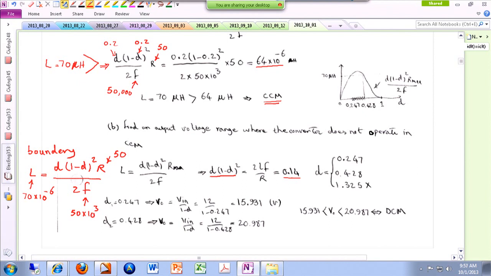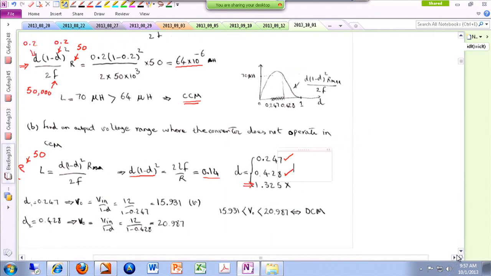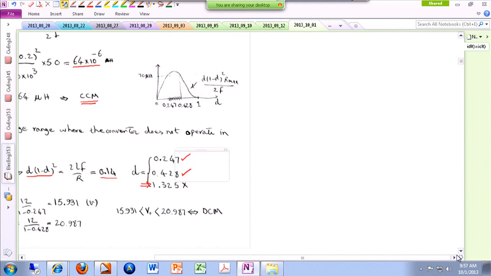Now, this is a third order equation. We have three solutions. One of them is not an option because it gives us a duty cycle that is greater than 1, like here it's 1.3. So these are the viable solutions, okay? All right. So if you plot this, this is the situation that is going on basically.